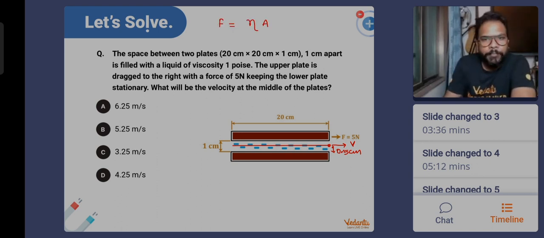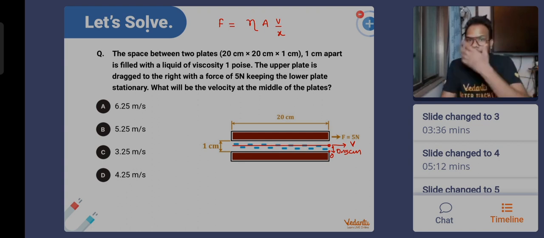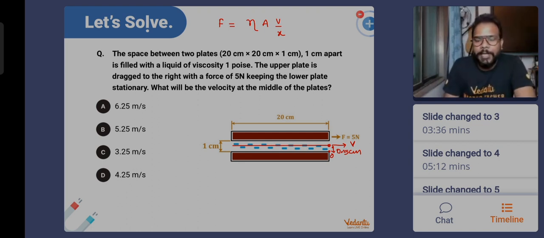F = eta A delta v by delta x, assuming that the bottommost layer has 0 velocity. So v by x, we can say the initial or bottommost layer has 0 velocity, so we'll find that value accordingly. As long as the velocity gradient is the same, whatever force is experienced by the top layer will also be experienced by the middle layer and the bottommost layer, as long as we assume the velocity gradient is constant. Everybody have a look.